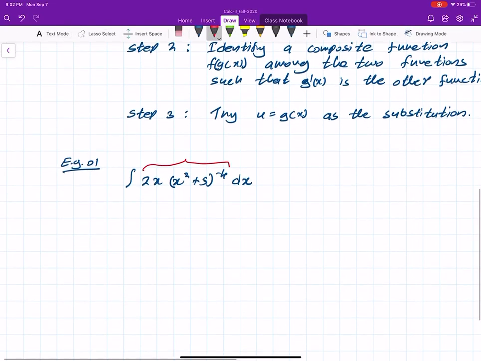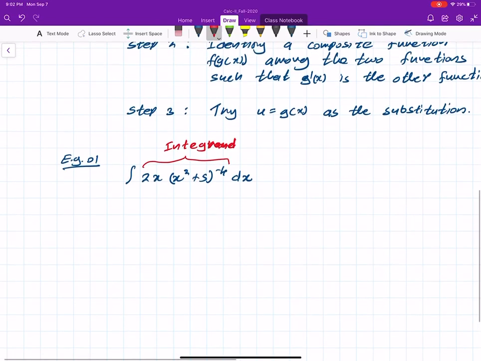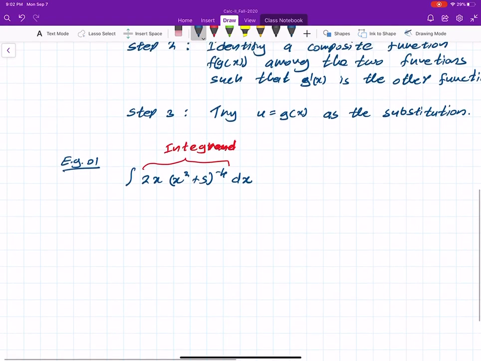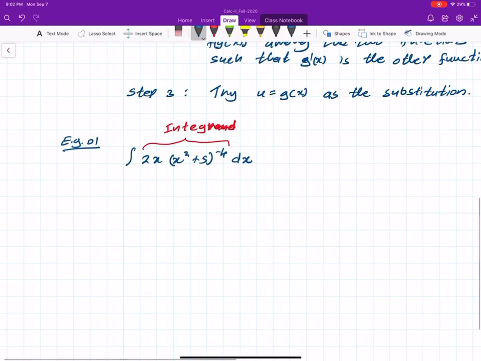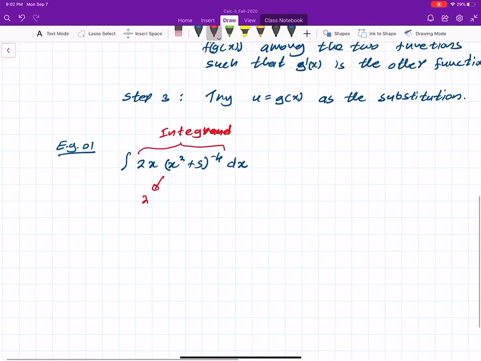The integrand is the part written inside the integration symbol. So this is the integrand. Now you have to split this into two functions. You can try different ways of splitting it. What I would try is I split this into 2x and then I split this into x square plus 5. First I split and then check whether it works.